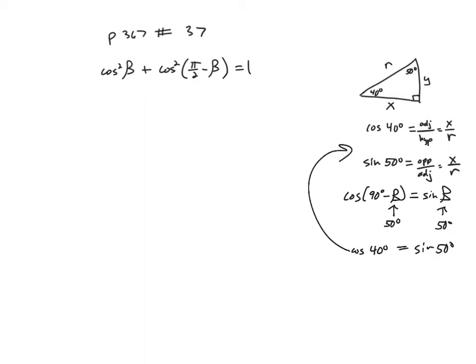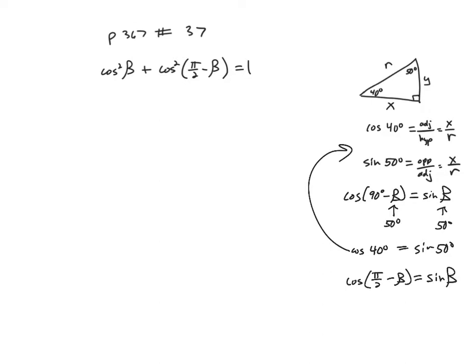So we're going to need that for this problem because I showed it in degrees because it's a little bit easier to comprehend. But it also means if I have the cosine of pi over 2 minus an angle, that's the same as the sine of that angle.